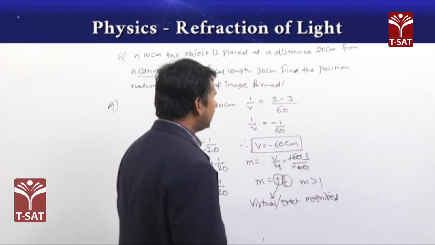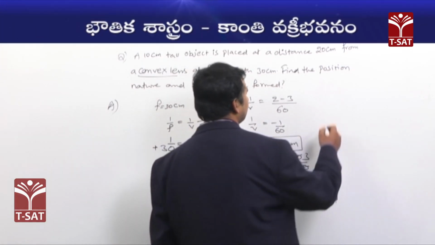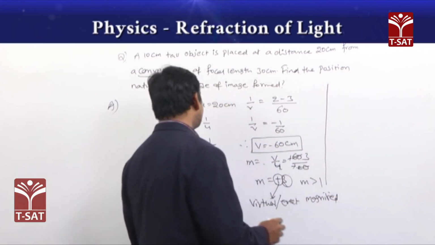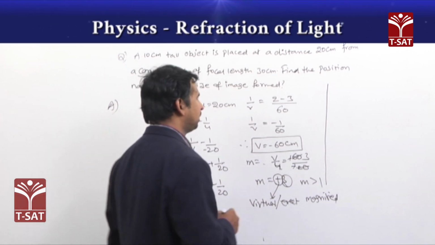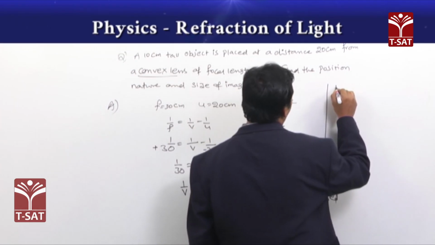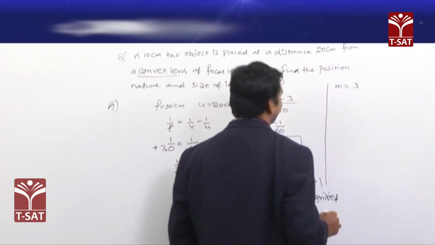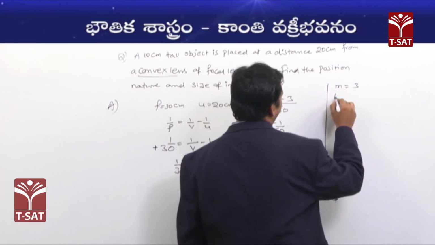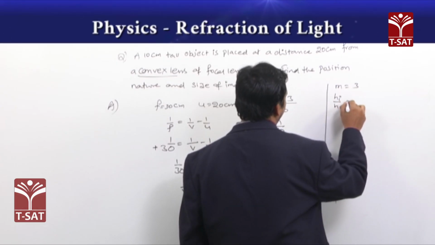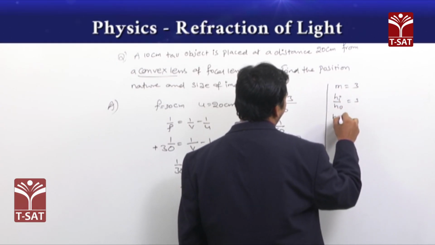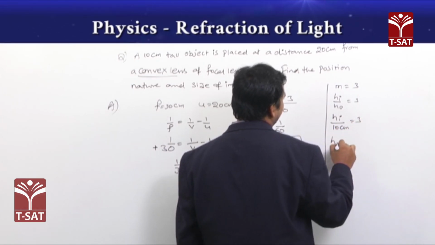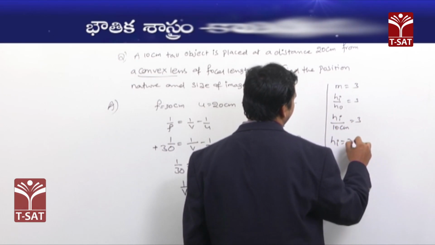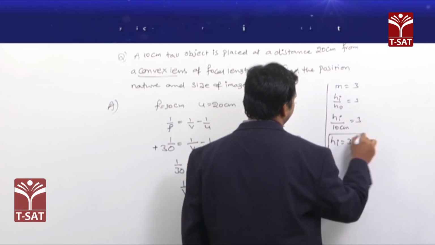Then, if you want to find the size of the image being formed, as we know, the object height is given as 10 centimeters, and we have just calculated the m value, which is 3. Then, by the magnification formula, height of the image by height of object is equal to 3. The height of the object is 10 centimeters, so the height of the image becomes 3 into 10, which is 30 centimeters.